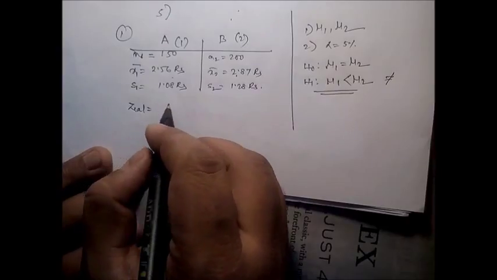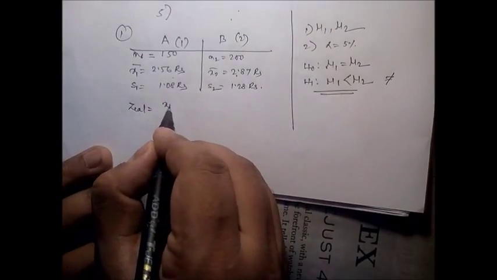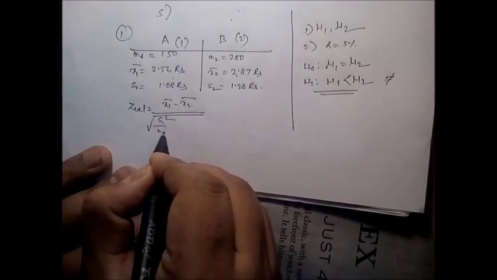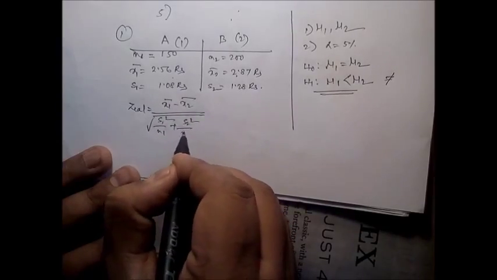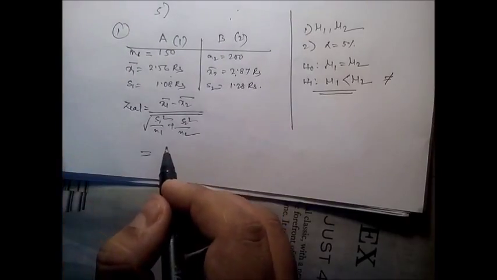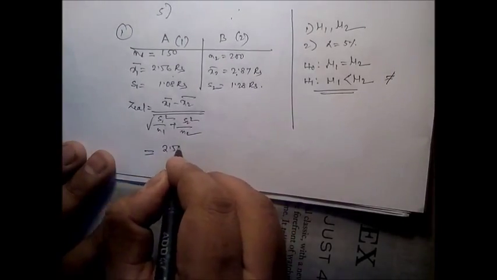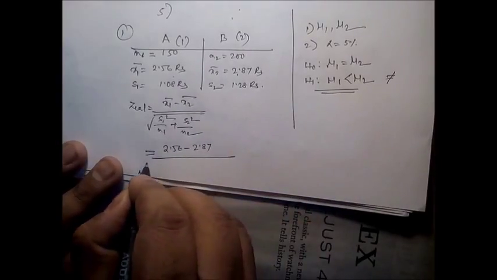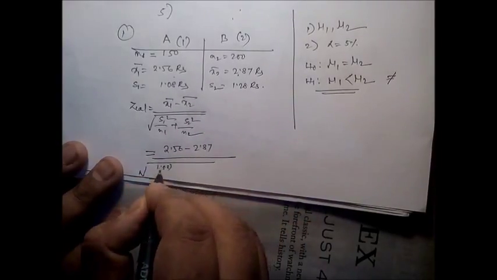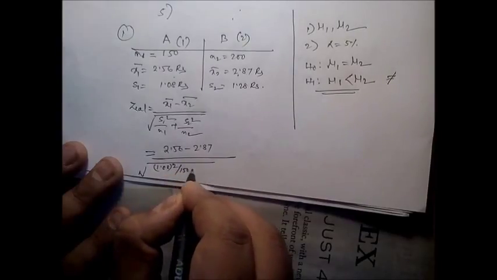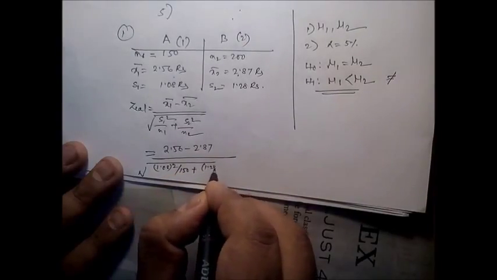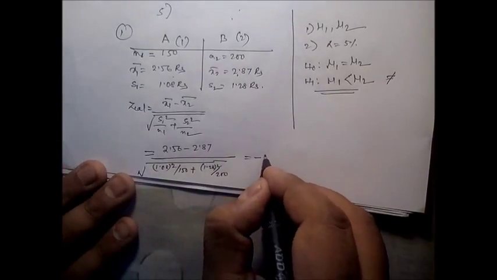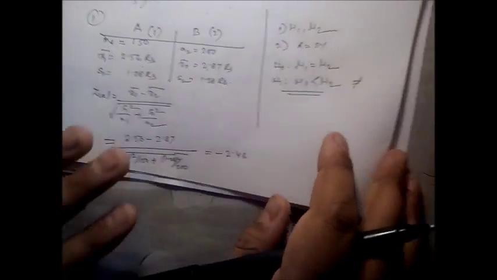So here the formula is very simple. It is given x1 bar, x2 bar, s1 square by n1, s2 square by n2. So x1 is 2.56 and x2 is 2.87, 1.08 square by 150 plus 1.28 square by 200, and the value is minus 2.46.